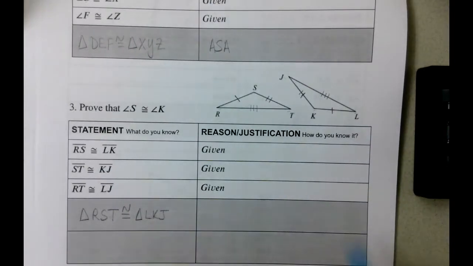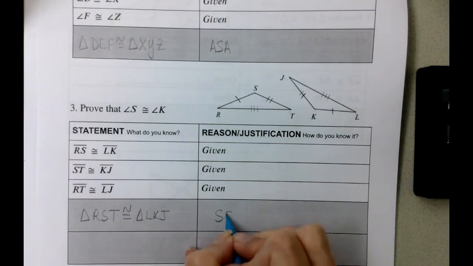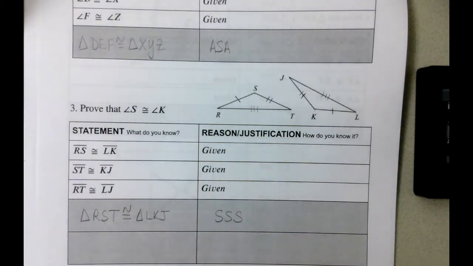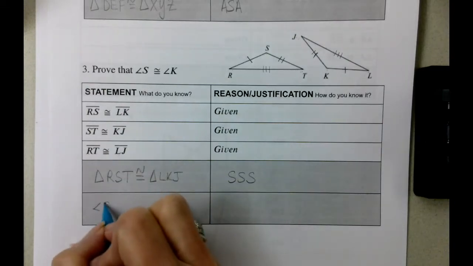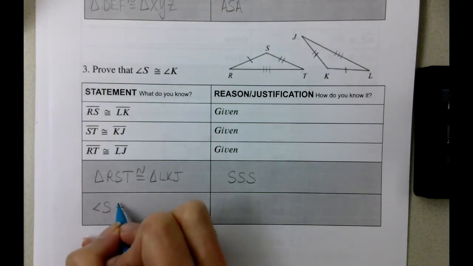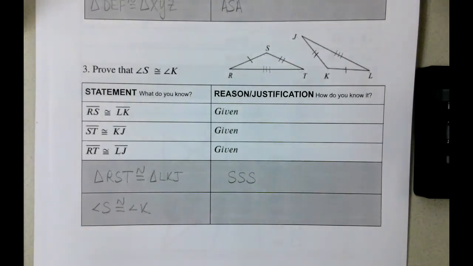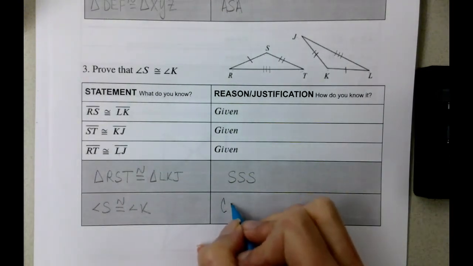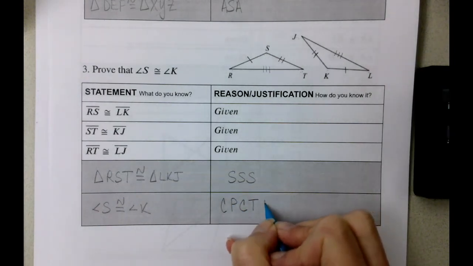And when we do, we can say that these two triangles are congruent because of side, side, side. And then we can say that angle S is congruent to angle K because corresponding parts of congruent triangles are congruent.